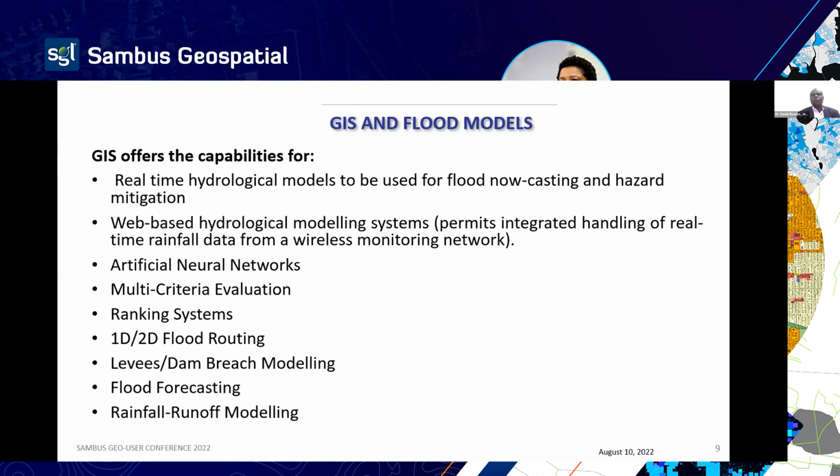So it is not just the amount of rainfall, because we do know that even when we have high intensity rainfall, it may not lead to flooding. But at the same time, high intensity rainfall upstream may lead to flooding downstream in a different environment. And these are critical issues that GIS offers the capabilities to solve. Next slide, please.